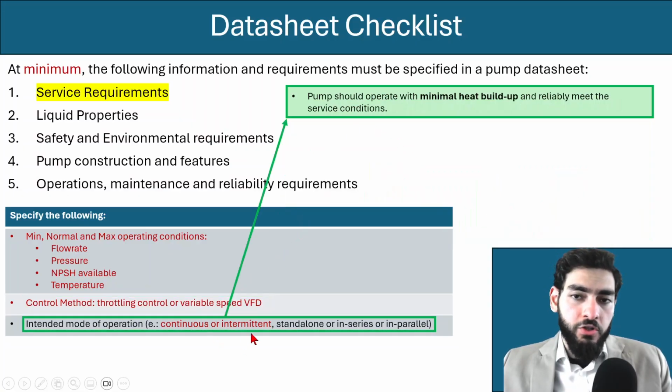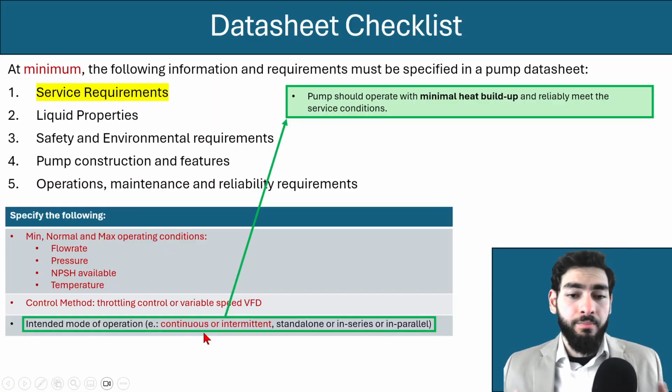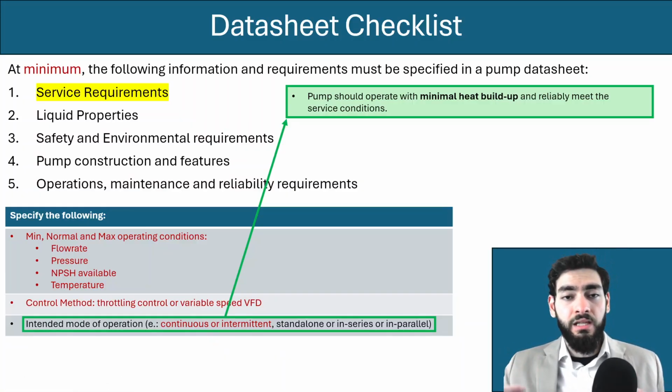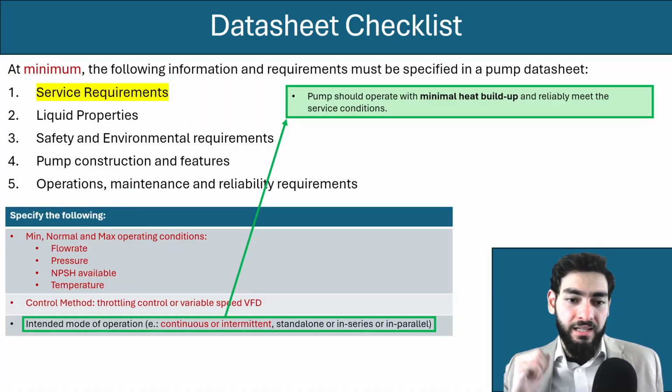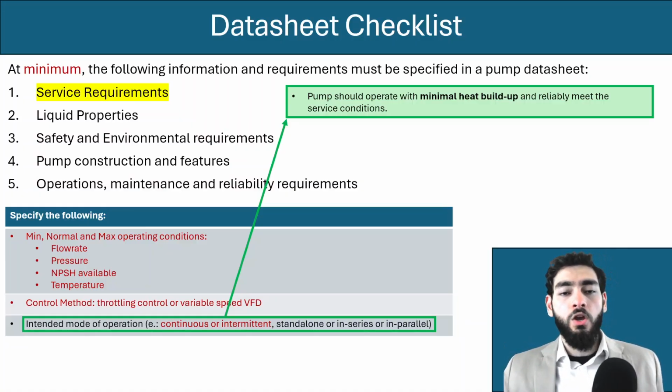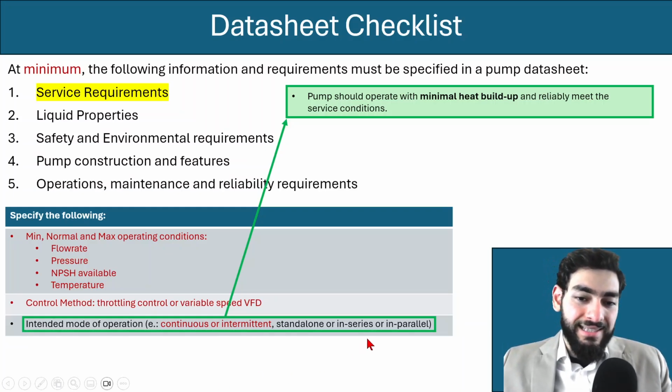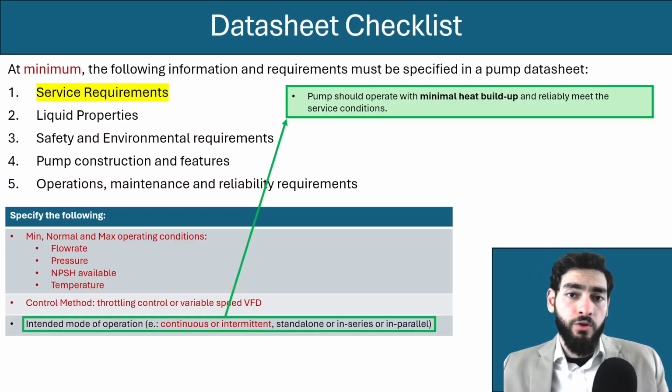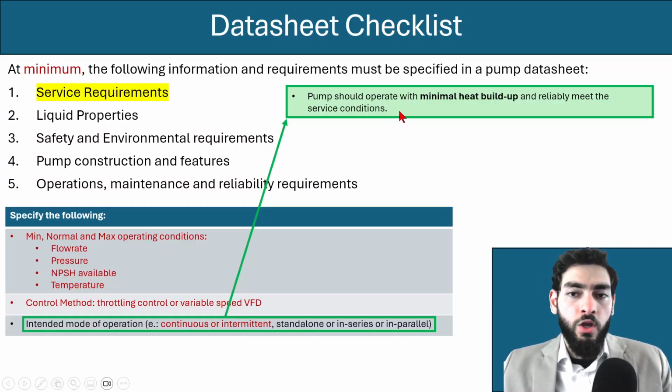Intended mode of operation. So do you want to run this pump continuously? Do you need it to be an industrial type of pump that could continuously run 24/7, or do you want to run it intermittently if you're dosing something? Is it a standalone, or is it in series or in parallel? And essentially, the pump manufacturer will try to provide you with a pump that operates with minimal heat buildup and can reliably meet these service conditions.